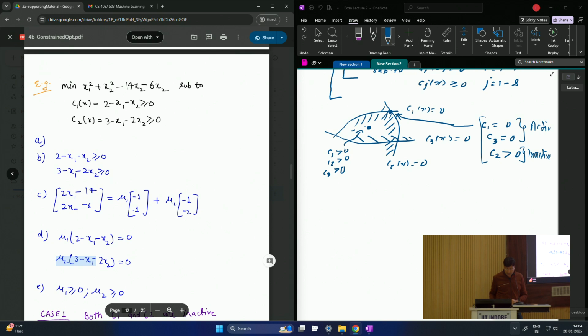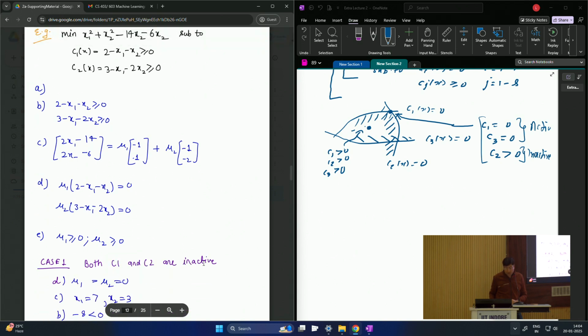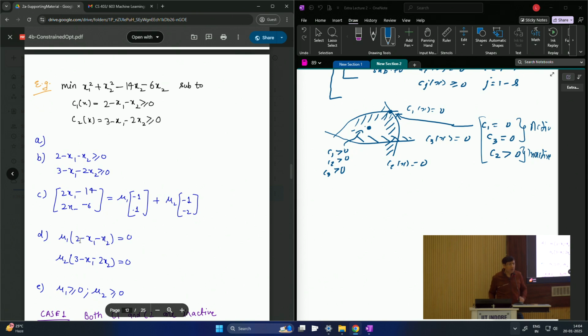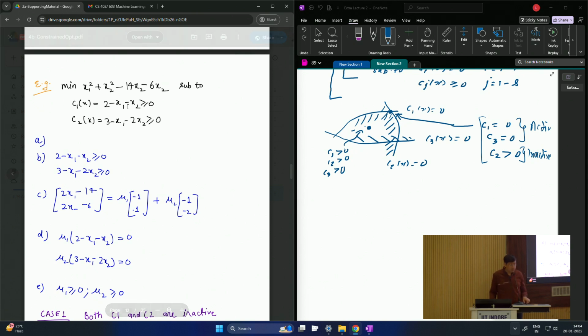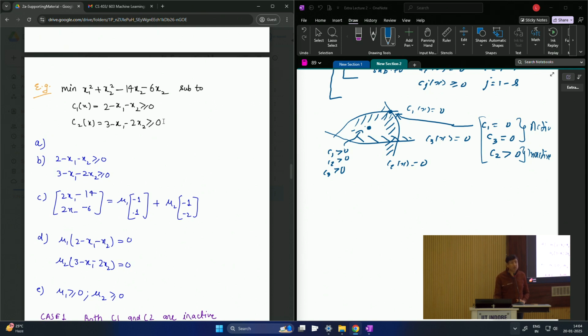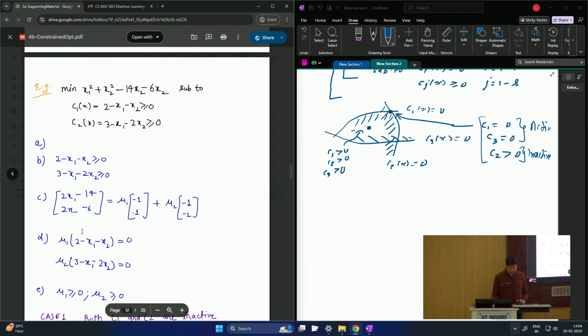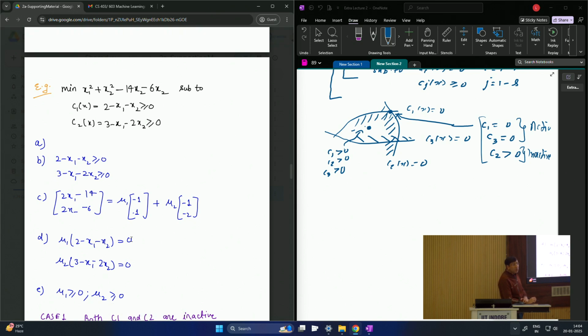We say the first case is, let's say both C1 and C2 are inactive. What C1 and C2 are? They are here. They are inactive. What's the meaning of this? They're strictly greater than 0, not equal to. They are inside the feasible region. So what will this buy you from the D condition? If C1 and C2 both are strictly greater than 0, what do we know about mu1 and mu2 from the D condition?